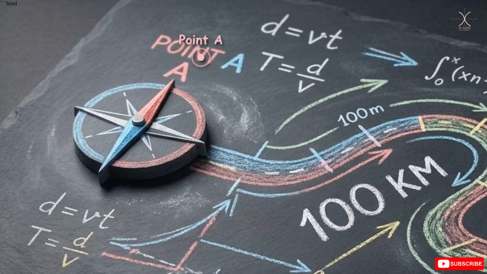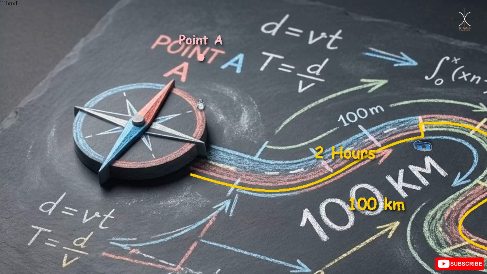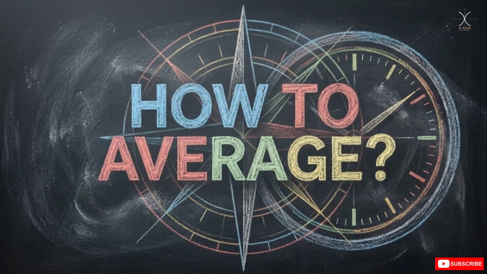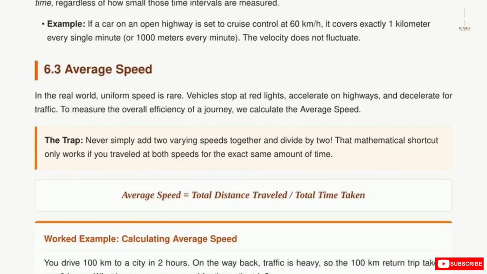Consider this scenario. You drive 100 kilometers to a city in 2 hours. On the way back, heavy traffic slows you down, so that exact same 100-kilometer return trip takes you 3 hours. How do you calculate your average speed for the entire trip without falling into the trap of averaging your outward and return speeds directly? This section of the study material provides the reliable method.